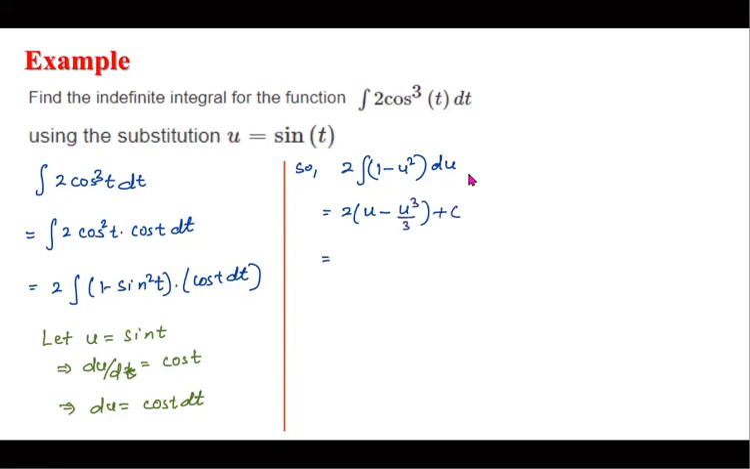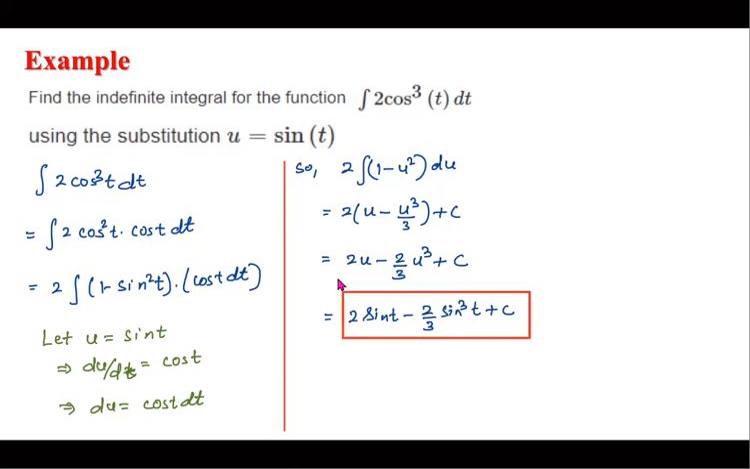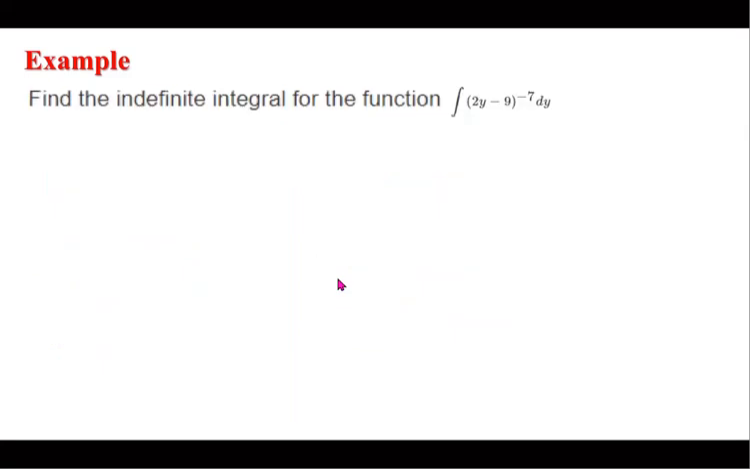Now we can distribute that 2. So it becomes 2u minus 2/3 u cubed plus c. That's my answer, but not the final answer. The final answer should be in terms of t, so I need to resubstitute the value of u, which is equal to sine t. So 2u means 2 sine t, minus 2/3 u cubed means sine cubed t, plus c. Okay, so that is the integral, and again, we used the u substitution. That is example 4. Let's move on to example 5.